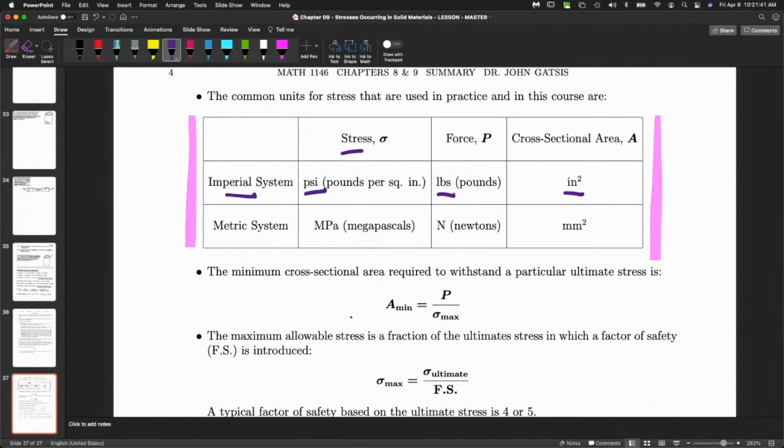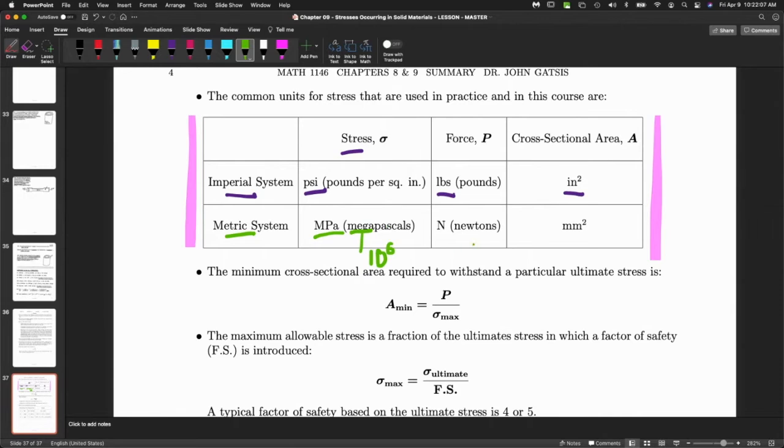We haven't discussed the metric system, but it is an opportunity for me to just say it here. In the metric system, stress is given in units called megapascals. Capital M here stands for mega, and many of you probably know that mega is a million. Mega means million in math. It's a prefix that is a substitute for 1 million.